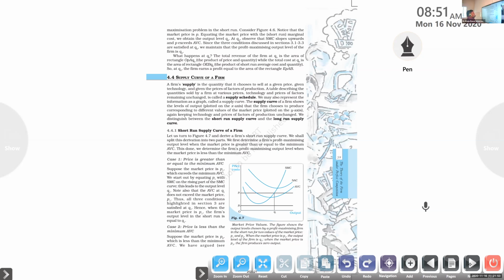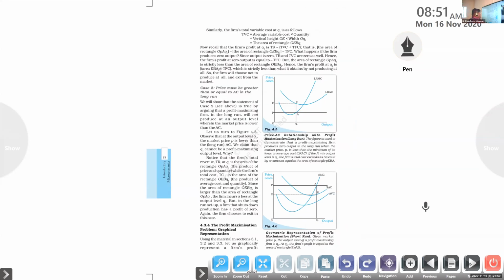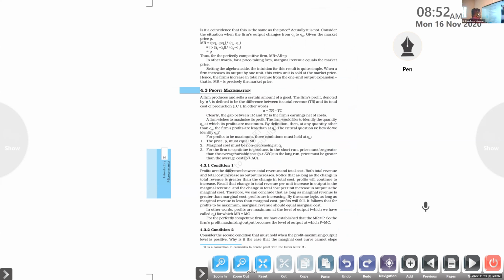The next topic for viewability is the supply curve of a firm. Before that, check there, a number of things we learned already, and all those things are important. The last topic we discussed is profit maximization: pi is equal to TR minus TC. Here, pi is the profit. So profit is equal to total revenue minus total cost. What we gain minus what we spent to produce, that is the total cost.